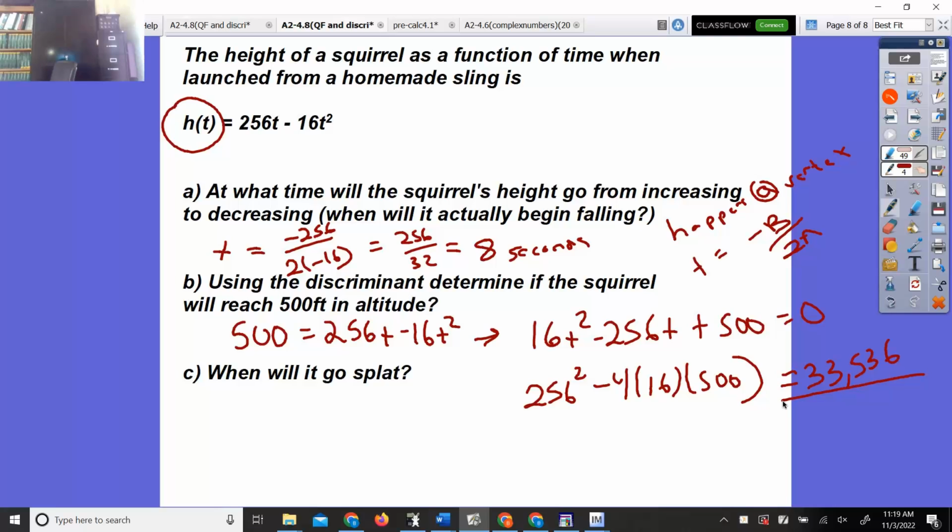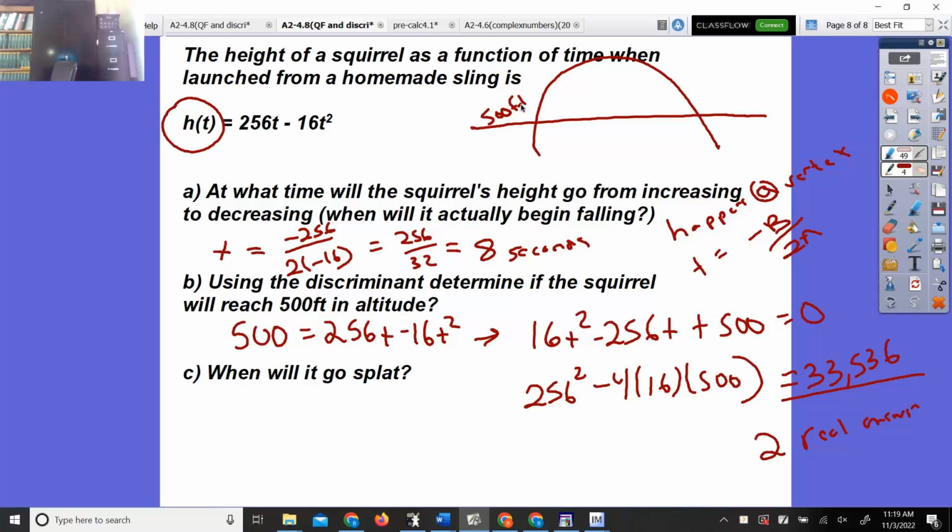So, how many real answers? 2 real answers. See, what's happening here is the squirrel goes up and the squirrel goes down. At 2 points in time, the height is 500 foot. Does that make any sense? It crosses over 500 foot, goes a whole lot higher, and then it falls and crosses that 500 foot barrier again. There's 2 actual solutions to it.